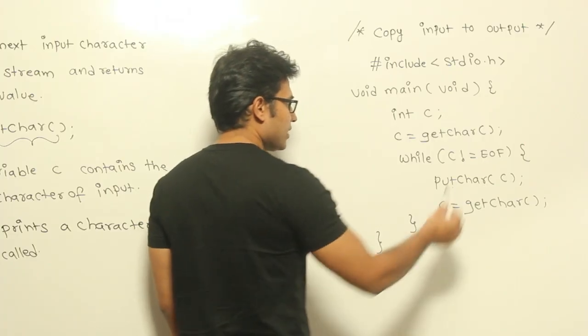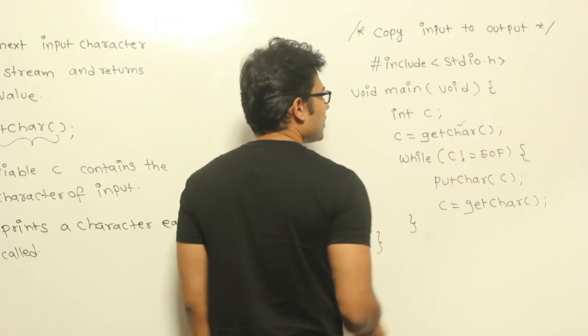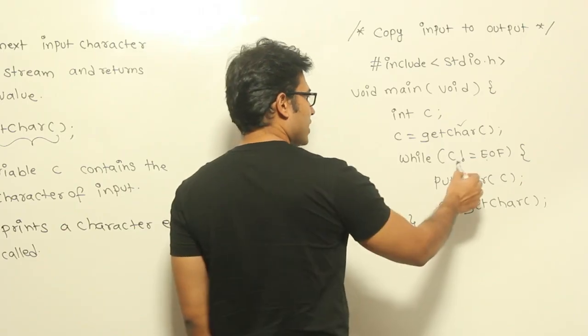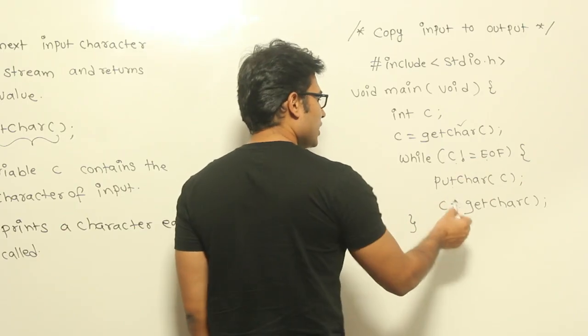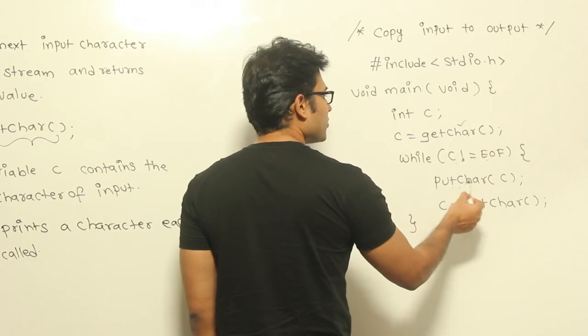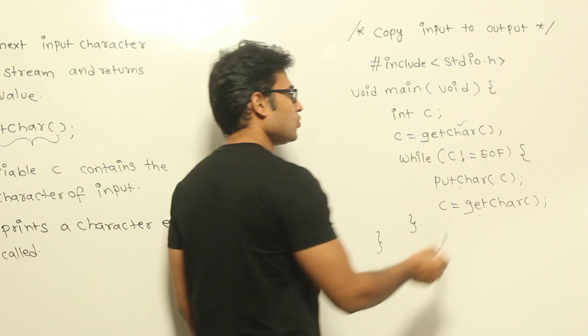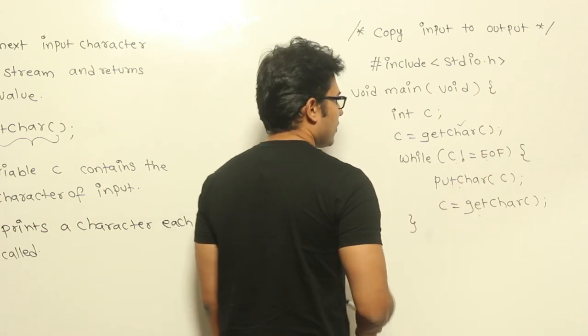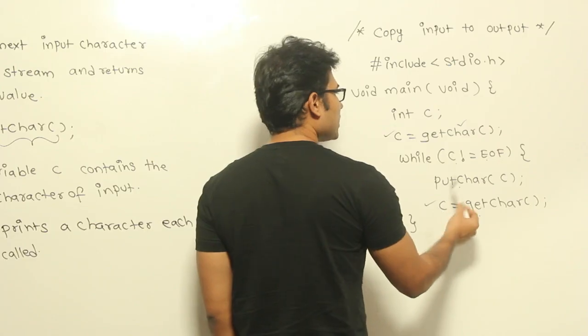Are you getting this? Initially we get the first character in the stream and we check whether it is end of the file or not. As long as it is not end of the file, we keep on printing the characters in the output. We read a character and we print a character, and that is going to happen as long as you don't reach the end of the file. Now if you observe this, here we have used getchar once and here we have used getchar once.